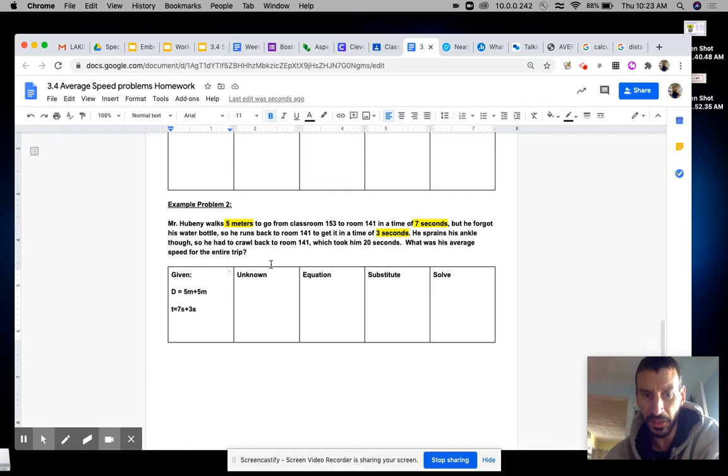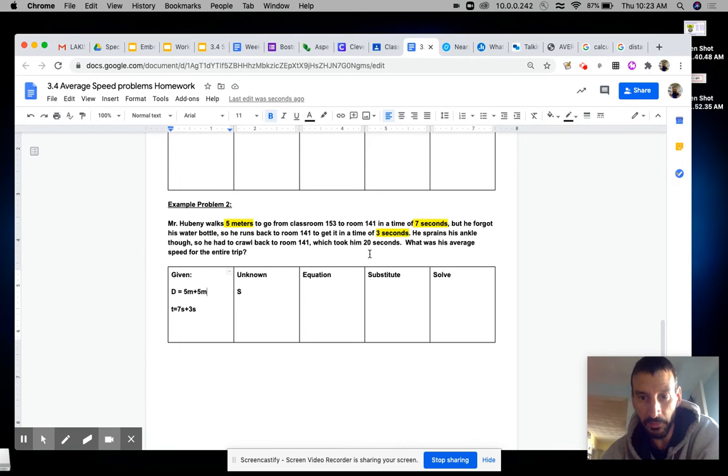Remember, we're going to find average speed. So we need to know the total distance and total time. That's why I'm adding these up. Average speed is the total distance over total time. My speed was changing. I walked and then I was running. So each part of the trip, the speed was different, but we're trying to find the average speed. So we're just taking the average of how fast I went.